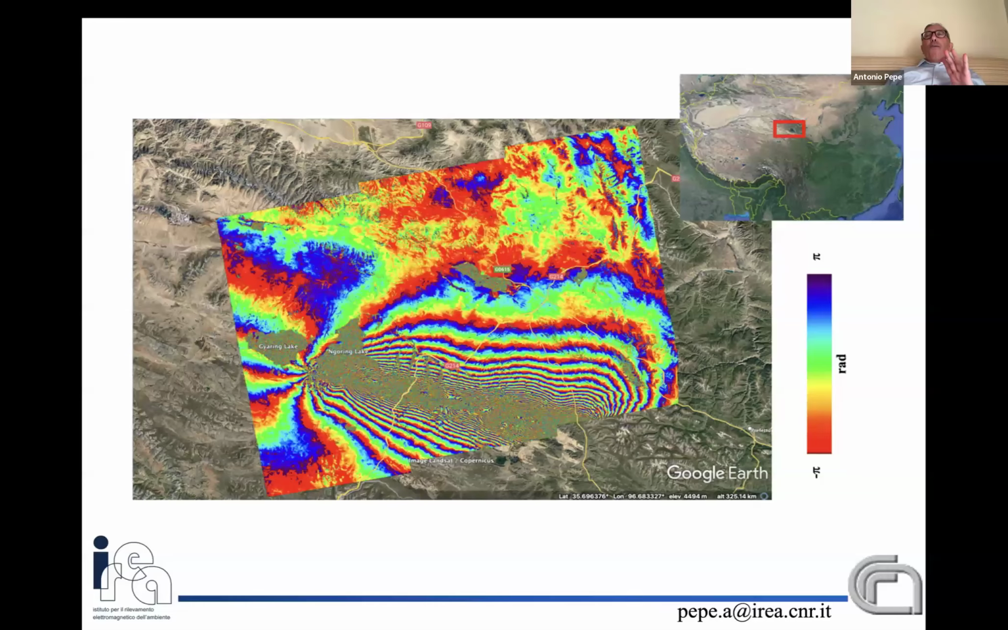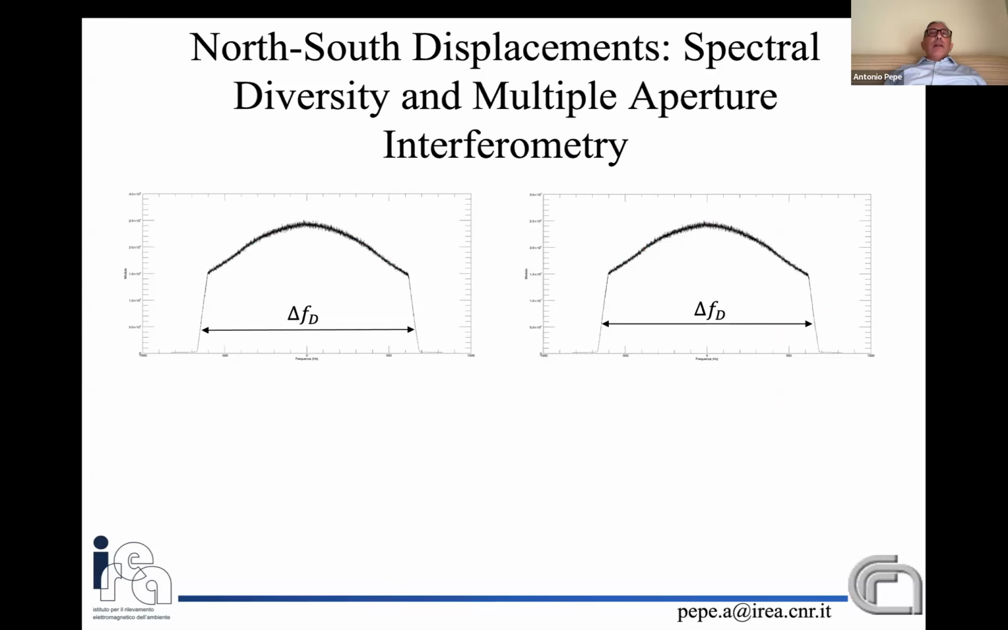In a range of deformations that are big, but not extremely big, we can also use other kinds of methods that are still derived from interferometry. And one of these methods is multiple aperture interferometry. The basic idea of multiple aperture interferometry is really, really simple.